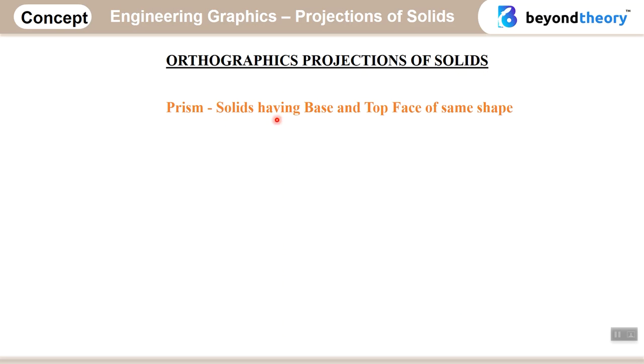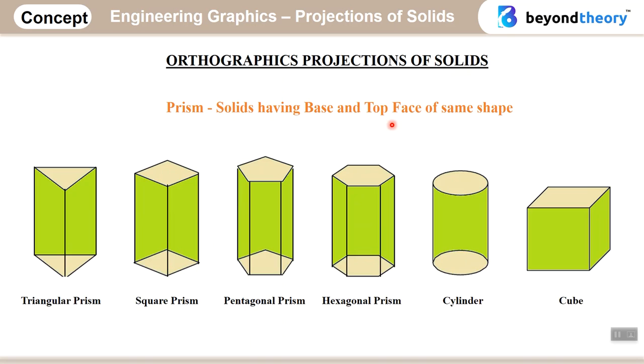Prisms are solids whose base and top face are of the same shape. Usually all solids are named after their base. Suppose we have a prism whose base is a triangle in shape. In that case, this solid is called a triangular prism. Similarly, here you can see that the base is a square in shape, so this solid is called a square prism. Similarly, we have a pentagonal prism, a hexagonal prism, a cylinder, and a cube.